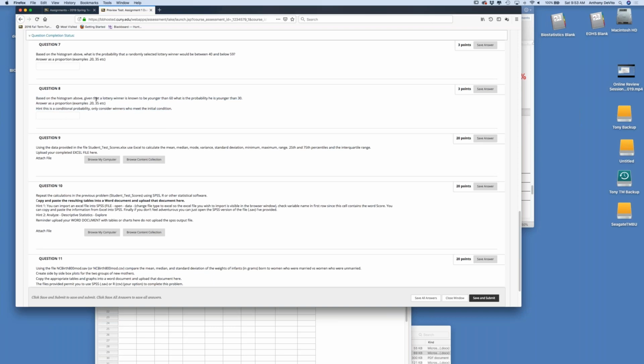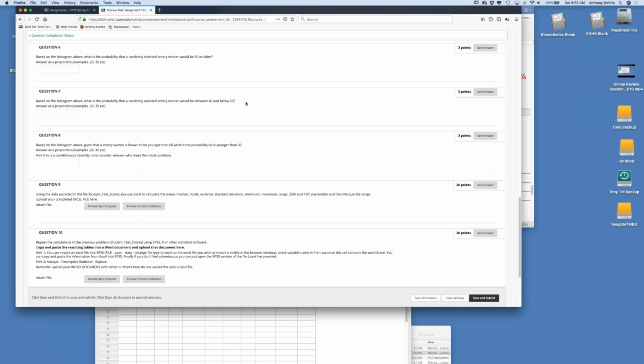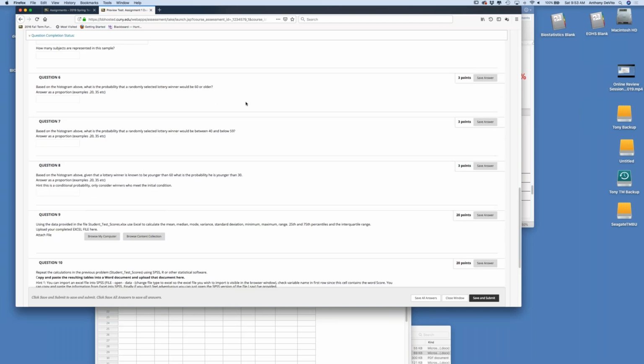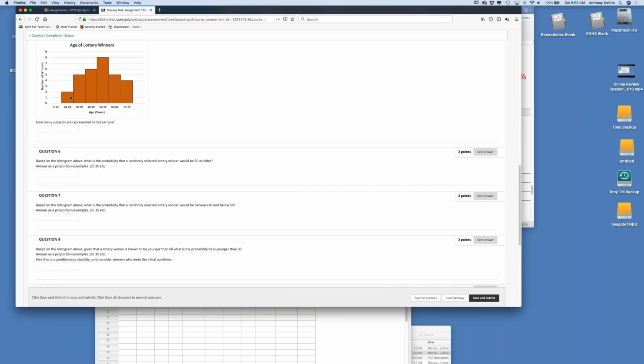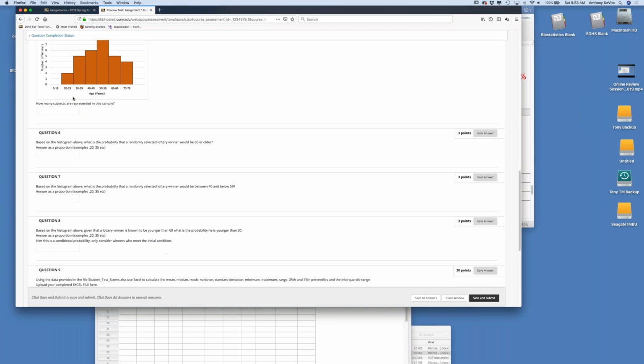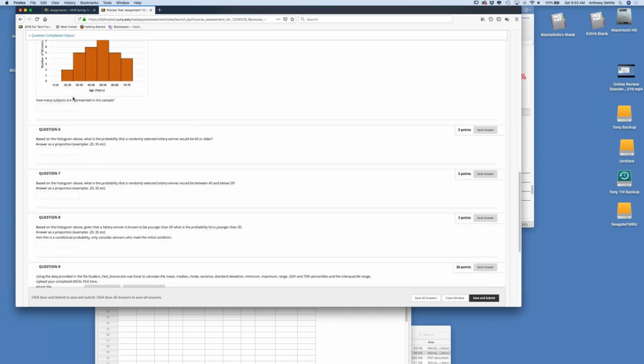For instance, based on the histogram above, given a lottery winner is known to be younger than 60, what's the probability that he's also younger than 30? So in that case, we're only looking at people that are younger than 60, and there are only 20 of them, right? What's the probability that they're younger than 30? Well, there's 2 of them. So out of the 20 that satisfy that condition, only 2 of them are actually younger, right? So 2 out of 20 would be 10% or 0.1.